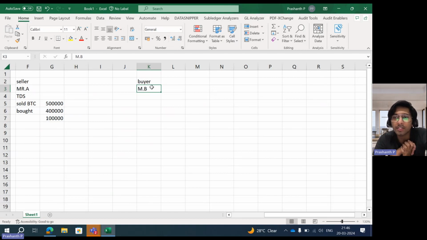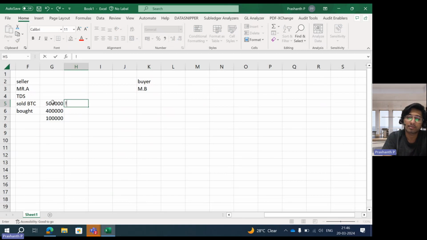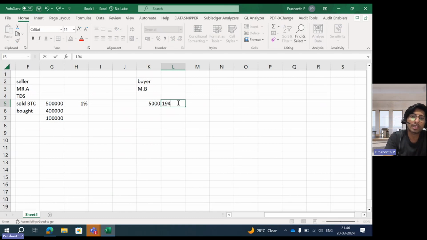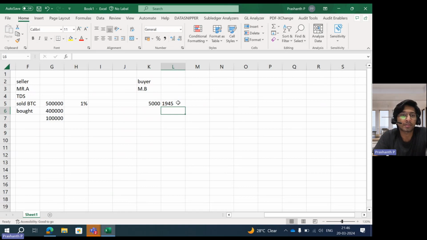On what value will TDS be deducted? That is another doubt. TDS will be deducted on 5 lakh rupees, not on 1 lakh rupees, because Mr. B will not have any idea of how much profit Mr. A has earned. And TDS will be deducted at the rate of 1%, which is 1% of 5 lakh rupees. So Mr. B will deduct 5,000 rupees from Mr. A while paying this 5 lakh rupees, and he will deposit it to the government. This will be deducted under section 194S. I hope this is clear.